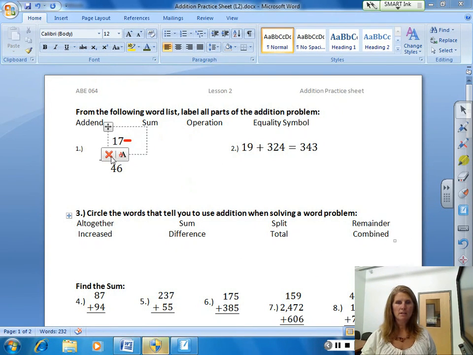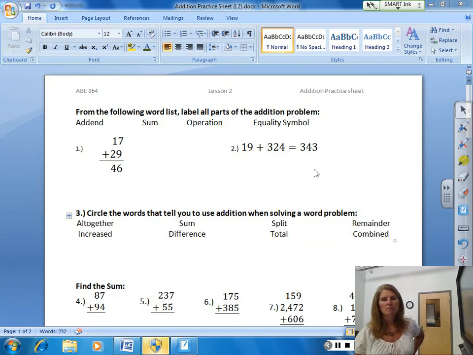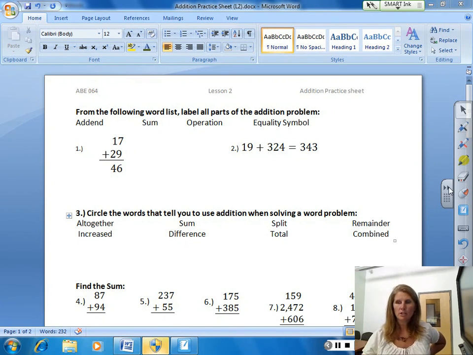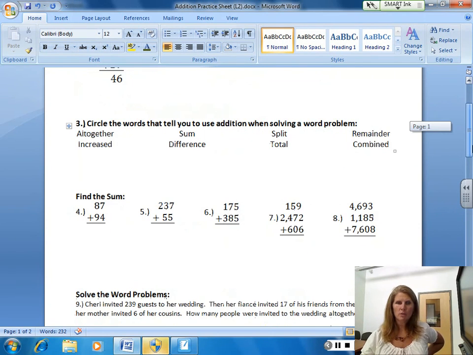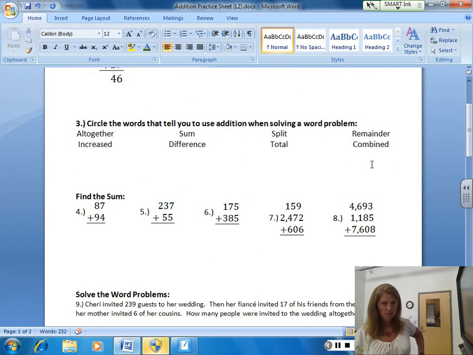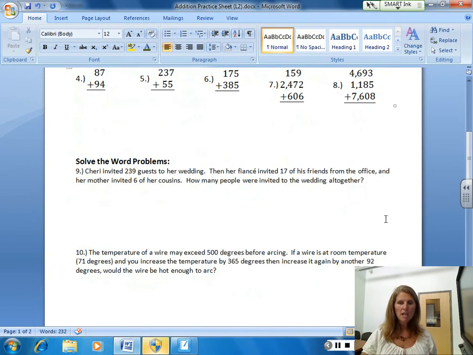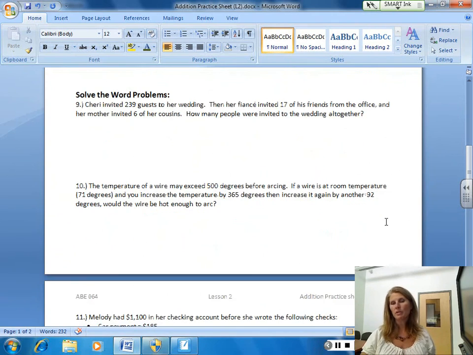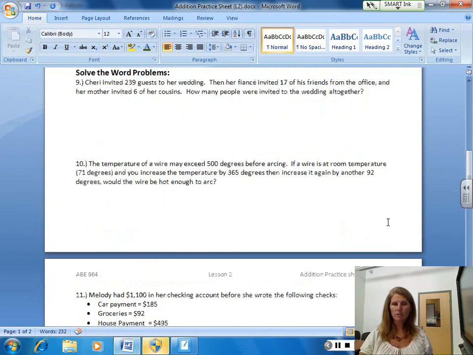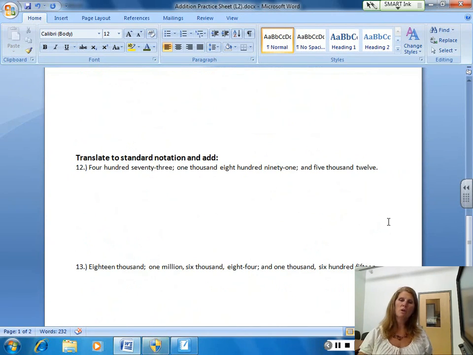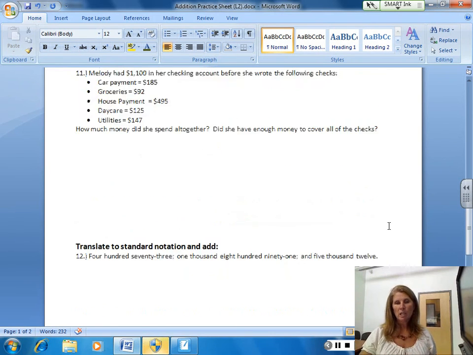And I want you to be able to know words that suggest addition. The words that we talked about were altogether, increased, all those words. Which one of those suggests addition? Some of those don't. I want you to be able to circle the ones that do. And then I have 5 problems for you just to practice your addition. Practice carrying, make sure that you can do that. And then we have the word problems, which we did go through together. Try them again on your own and make sure you get the correct answers. And then finally we have being able to write a number in standard notation from written notation and add those together. So that's what I'd like you to be able to do for this lesson.